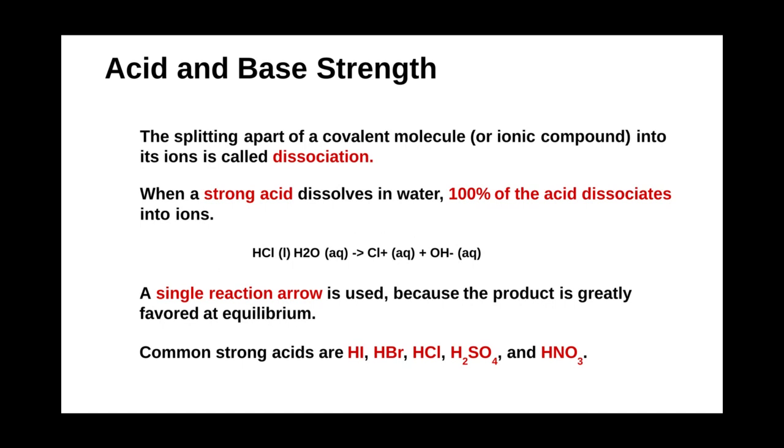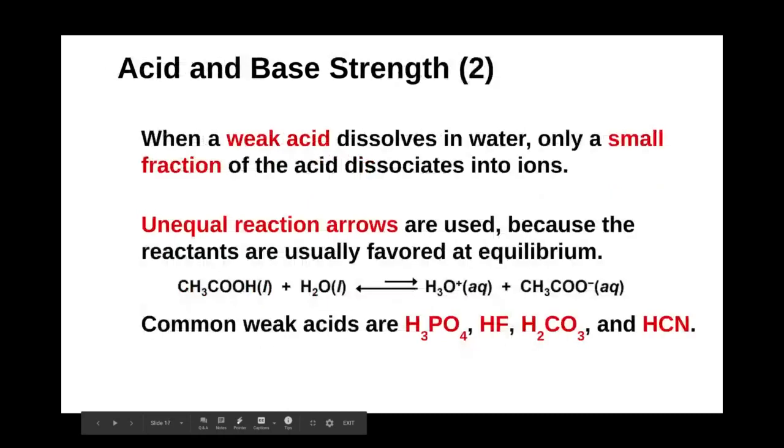Now, common strong acids that you'll hear about in everyday life are hydroiodic acid, hydrobromic acid, hydrochloric acid, sulfuric acid, and nitric acid, all really common acids that you see. For instance, you guys have worked in the lab with hydrochloric acid, so it's pretty common. This is also the acid that your stomach produces to help dissolve your food. So that's a strong acid.